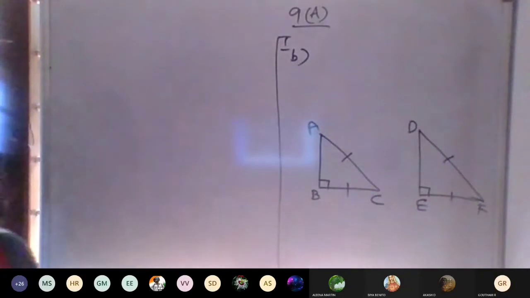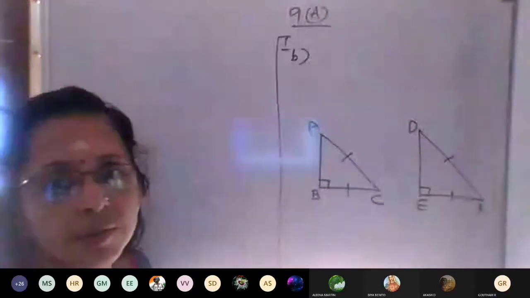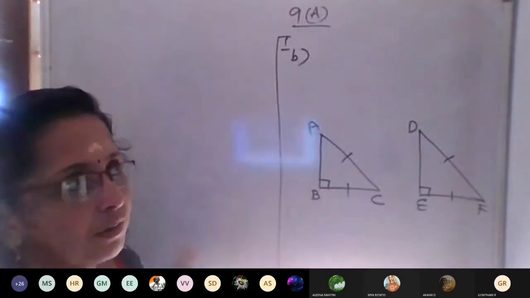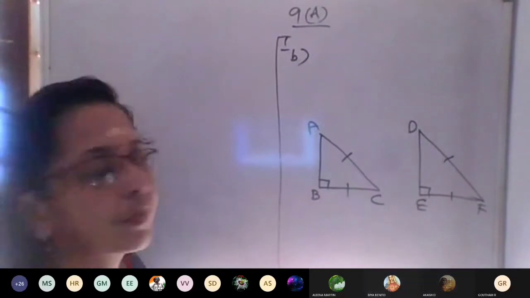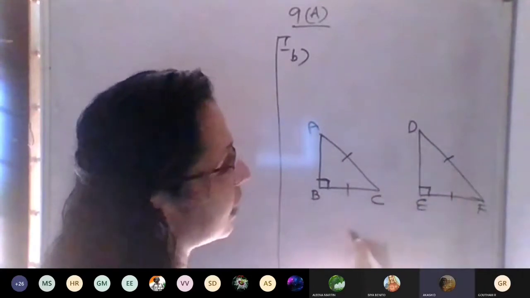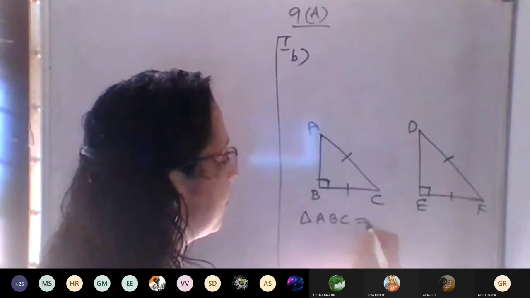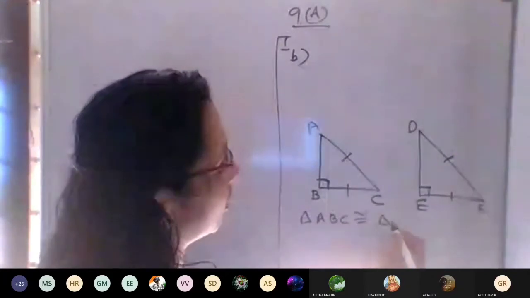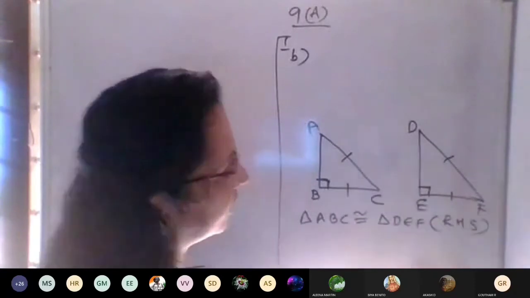Without drawing the figure itself, we can say that these two triangles are congruent using RHS. Why? Because angle B and angle E are right angles, 90 degrees. Without the figure itself, we can write these two triangles are congruent, triangle ABC and triangle DEF, using RHS.